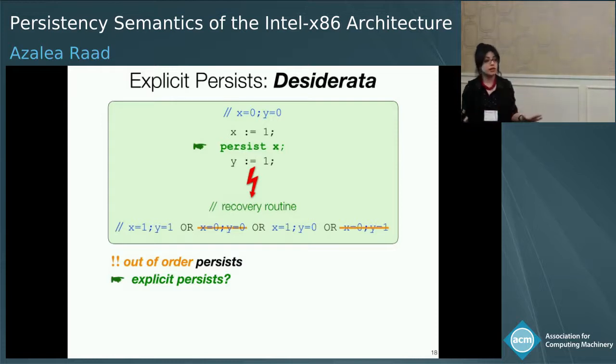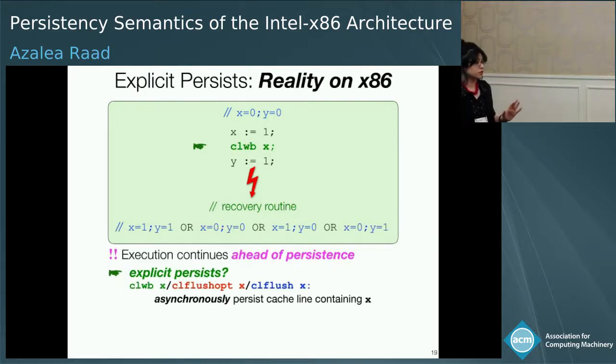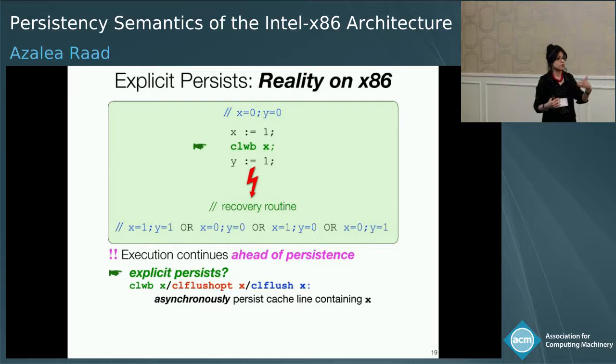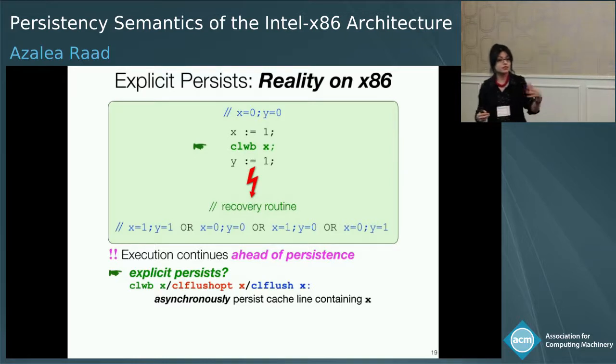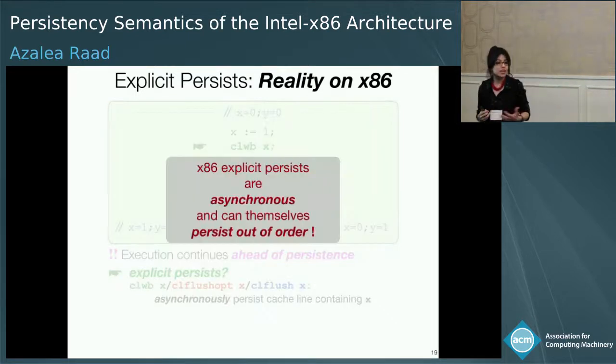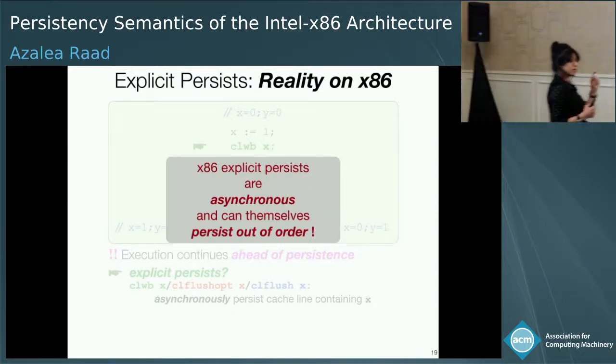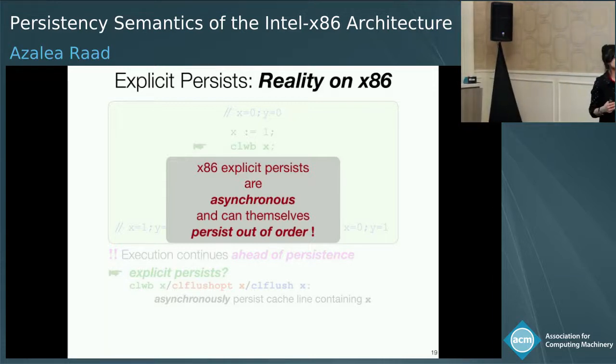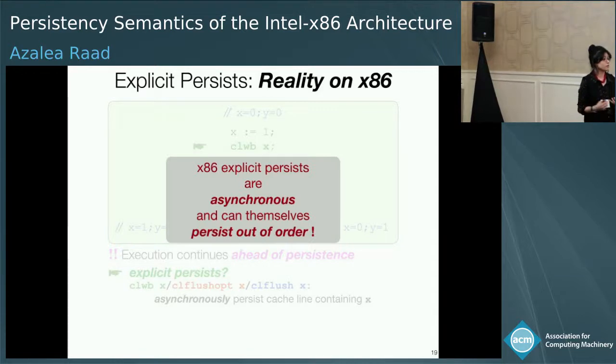Now here, there's good news and bad news. The good news is that Intel does provide you with such instructions. In fact, it gives you 3 such instructions: the cache line write back, the cache line flush optimal, and the cache line flush. But the bad news is twofold. First, these instructions themselves execute asynchronously. So when I execute a write back or a flush optimal, it's not guaranteed that the execution will stop until that cache line is persisted. But worse than that, these instructions themselves can be reordered. So when I put a cache line write back, it's not guaranteed that it will be executed at exactly the program point I intended. So as a result, it will not have the effect that I want. And I can't solve this problem.